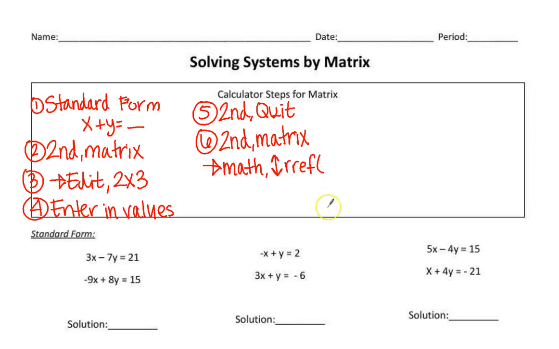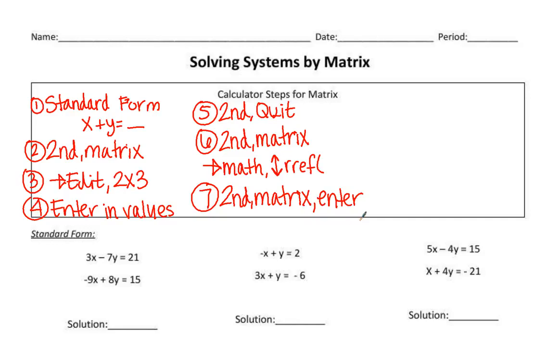And then it has a parenthesis. RREF. That stands for row reduced echelon form. You don't really need to know that though. It's just the button that we press in order to solve the matrix. Okay? And then we enter there. And then we're almost done. Then the last thing we have to do is hit second matrix one more time. And we hit enter.